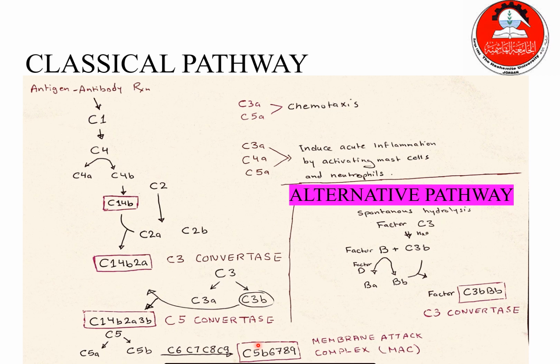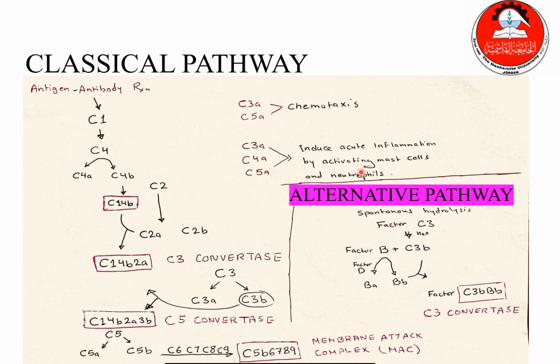اللي هو زي ما حكينا بالنهاية بده يعمل لنا زي channel within the membrane of the pathogenic bacteria. طيب شو دور ال C3A وال C5A ما دام ما لهم دور كبير في عملية الactivation of the classical pathway cascade؟ ال C3A وال C5A play a role in the chemotaxis of the immune cells to the site of infection or injury. The C3A, C4A, C5A also they induce acute inflammation by activating mast cells and neutrophils.